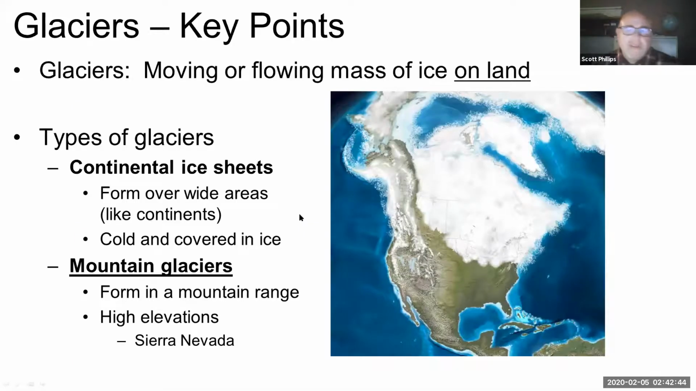So let's define some stuff. Glaciers are moving, flowing masses of ice on the land, as opposed to, say, sea ice or something like that. This is ice that accumulates on the land. There are two general types. We have continental ice sheets, which form over wide areas, like during the ice ages here, but also mountain glaciers. And the mountain glaciers are the ones that have most impacted California, like in the Sierra Nevada in particular.